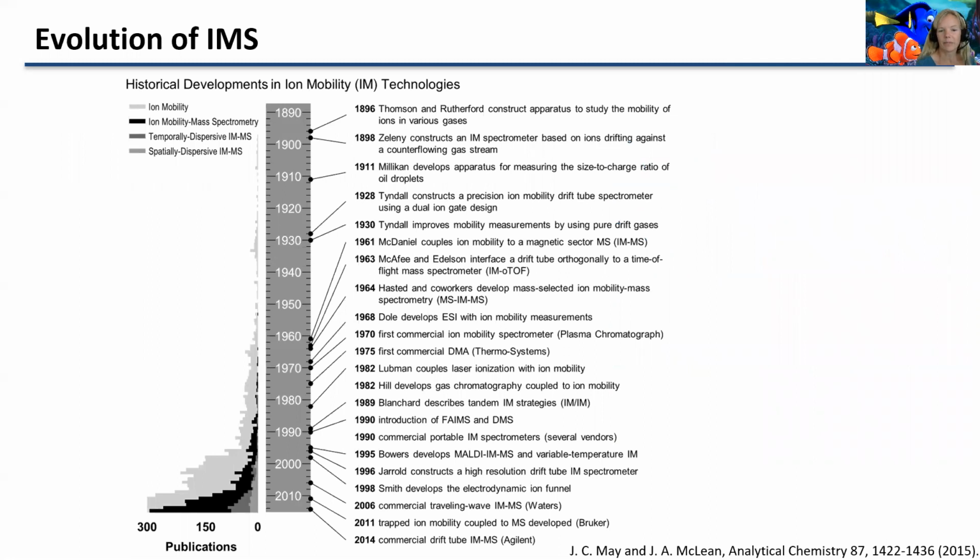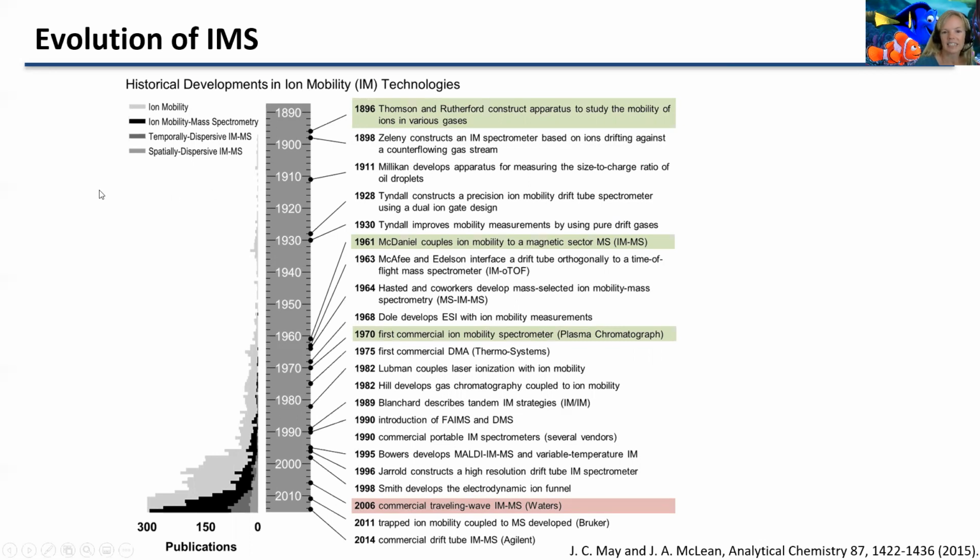Ion mobility has been thought by many people to be just a more recent technique, especially since the Synapt was commercialized in 2006. A lot of people thought that was the beginning of the ion mobility spectrometer. But it actually goes clear back to 1896, and I'm going to highlight a few important dates for you. In 1896, Thomson and Rutherford constructed an apparatus to study the mobility of ions in various gases. So this was some of the first ion mobility research done.